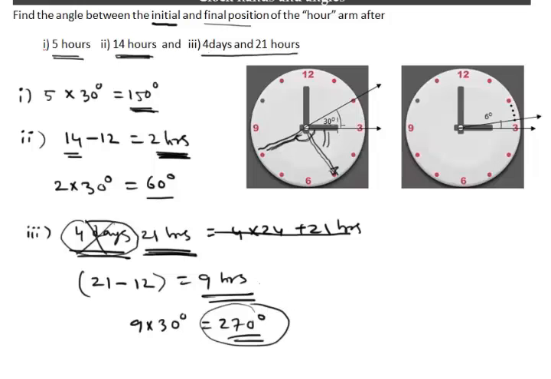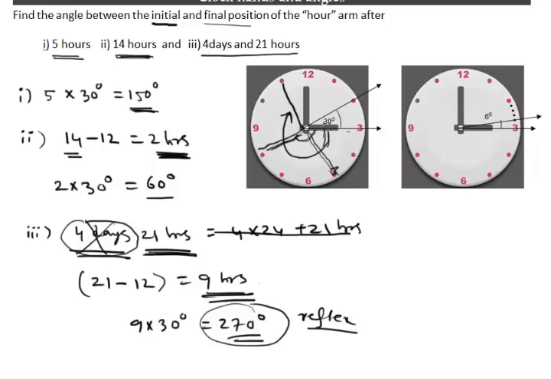270 degrees, because 4 days of movement will bring the hour clock to the same position, and then another 12 hours will bring the hour clock to the same position. So only the next 9 hours count. From here 1, 2, 3, 4, 5, 6, 7, 8, 9. This will be the final position. This is the angle between initial and final position of the clock, and this is definitely a reflex angle.